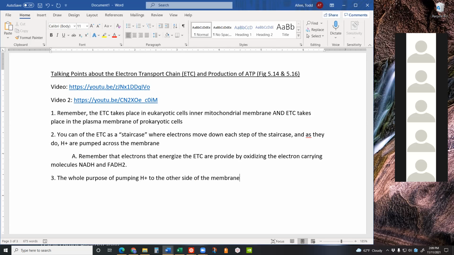Okay, I keep saying the other side of the membrane. Well, that membrane is going to be the plasma membrane in bacteria, and it's going to be the inner mitochondrial membrane in a eukaryotic cell, right? So keep that in mind. So the whole purpose of pumping hydrogen ions to the other side of the membrane is to intentionally create a gradient.